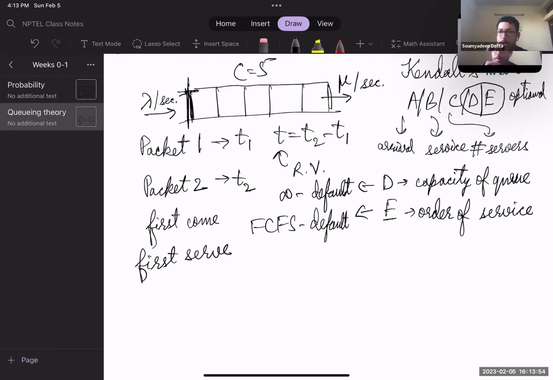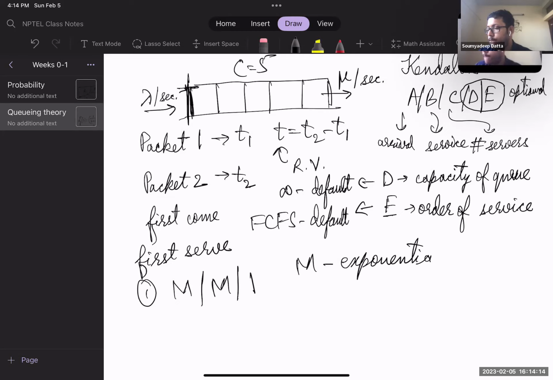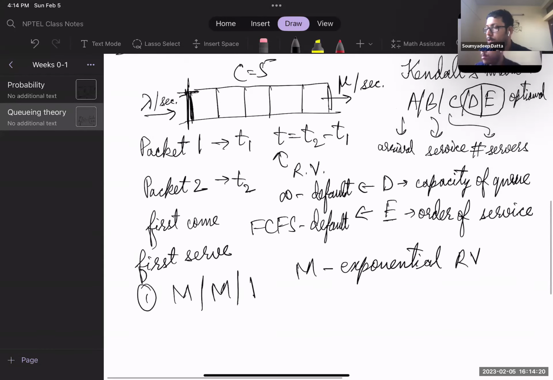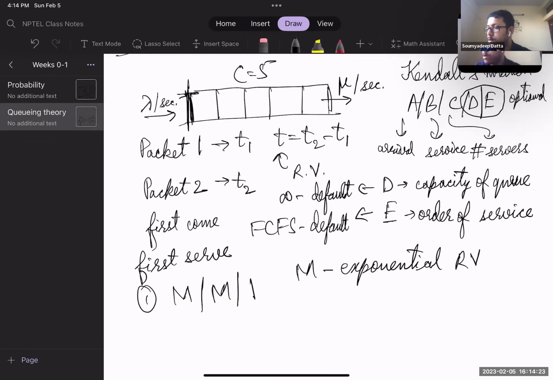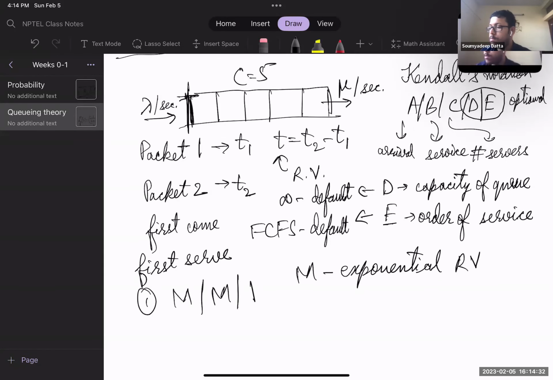So let us go to some common queuing types and understand them using Kendall's notation. The first type is MM1. M here denotes the exponential random variable. Can somebody explain using Kendall's notation, like you have studied? So yeah, this is one of the most common kinds of queues, the MM1 queue.